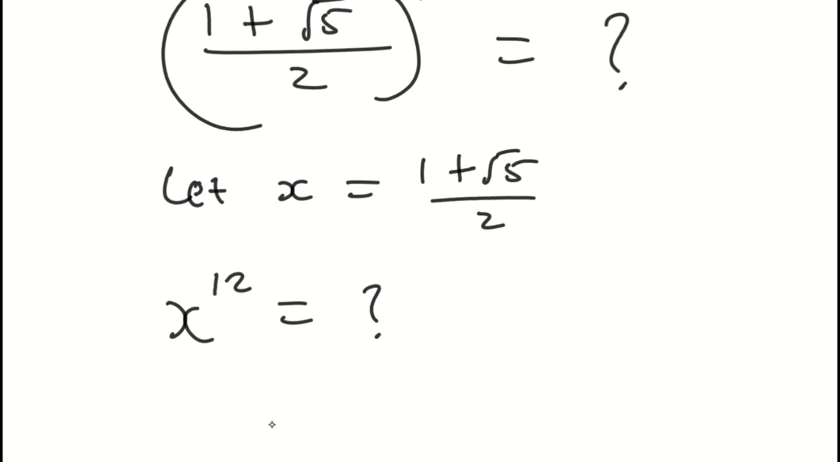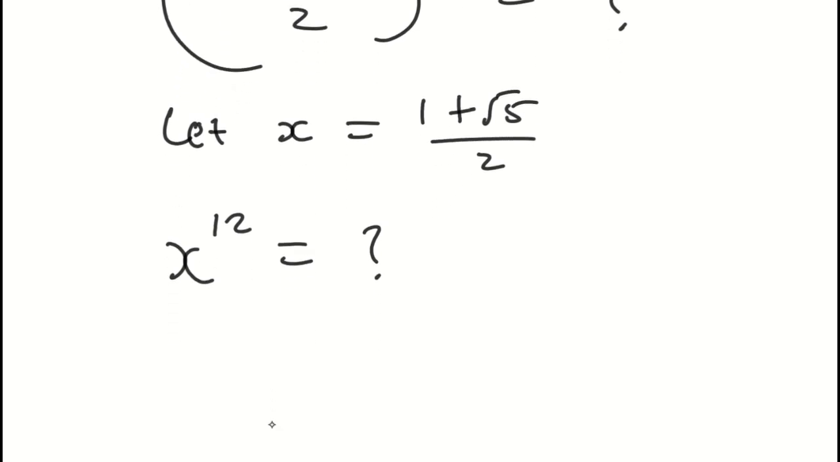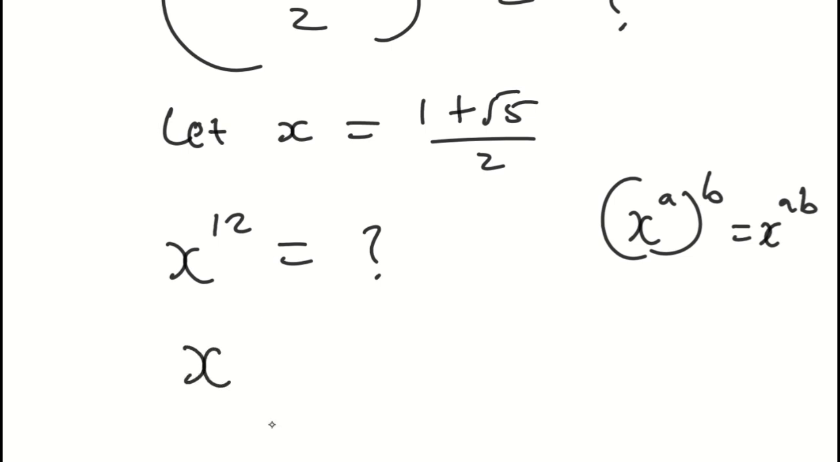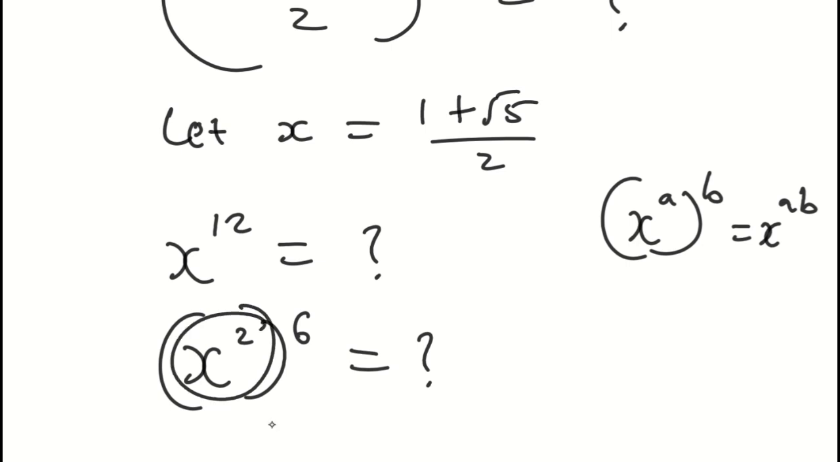Now, do you know that for one of the laws of indices, if you have x raised to power a, bracket b, you can multiply a and b to have x raised to power ab. Now, I want to rewrite x raised to power 12 like this. Now, watch this. x squared all raised to 6. If you multiply 2 and 6, you will get 12. Now, this is exactly what we are still looking for, right? But we need to get an expression for x raised to the power of 2. All right, let's do that.